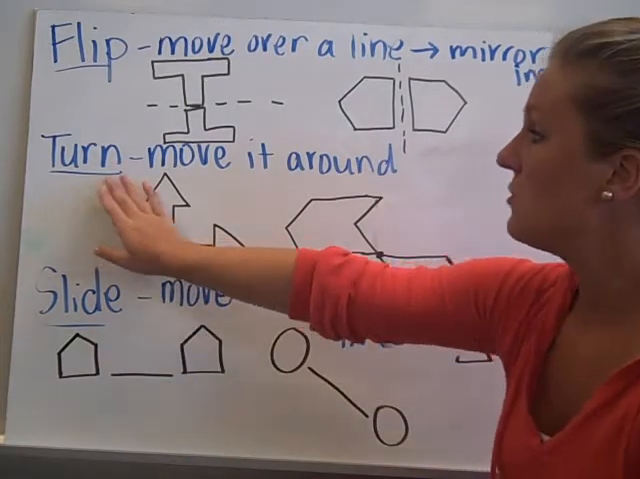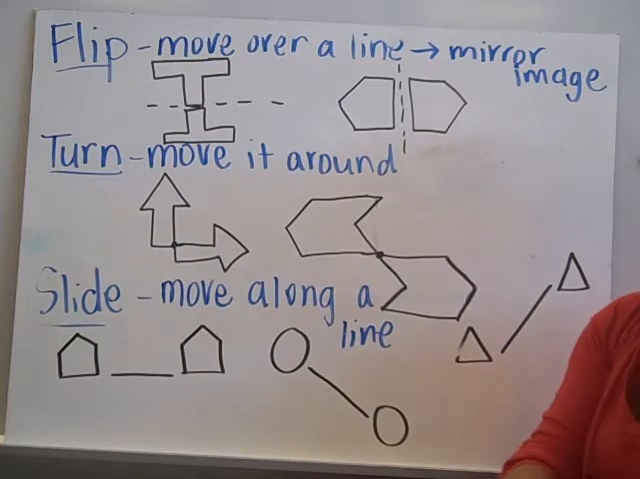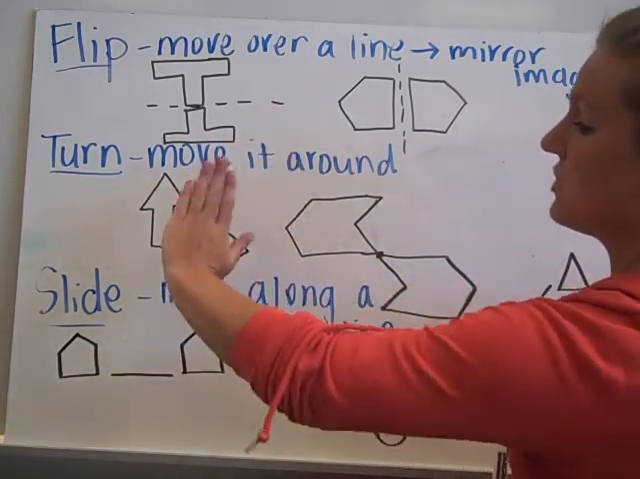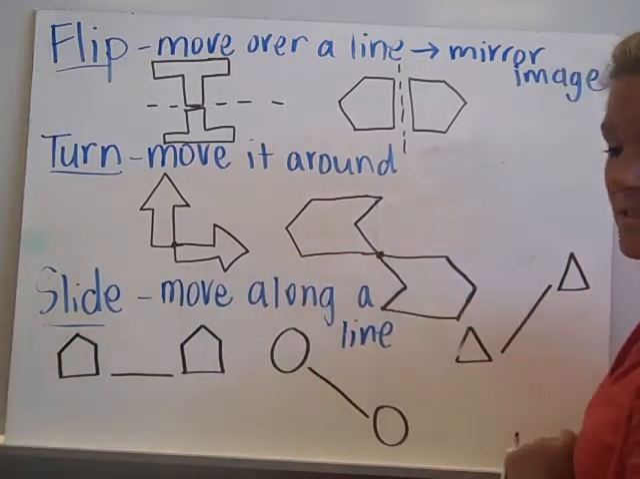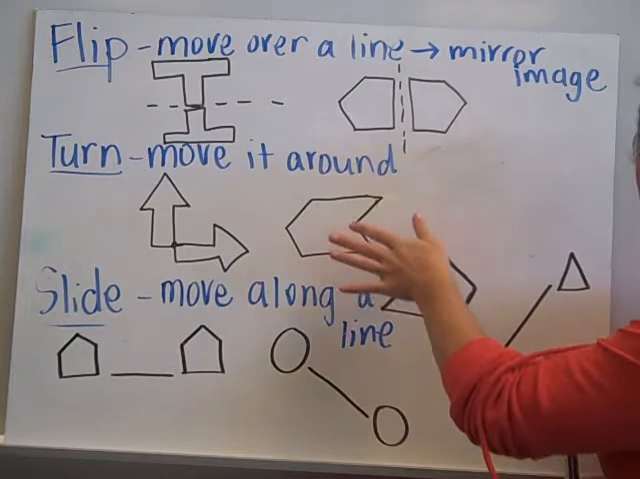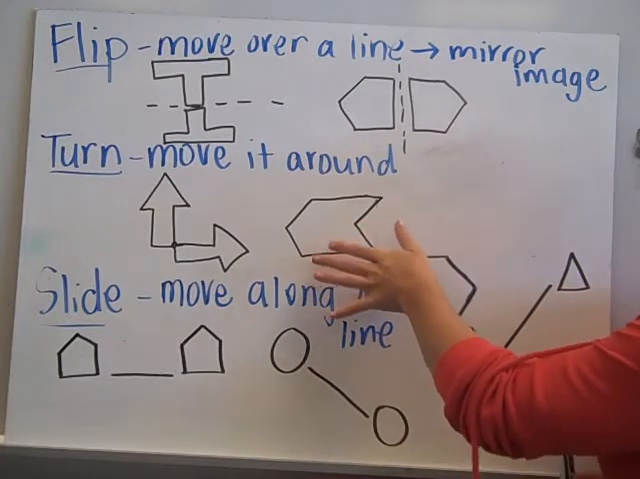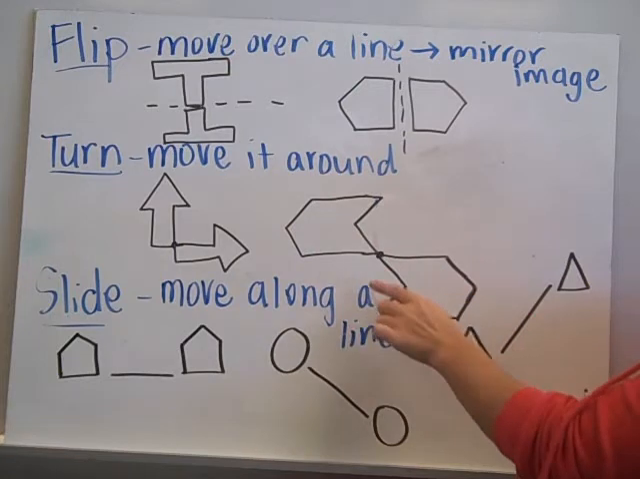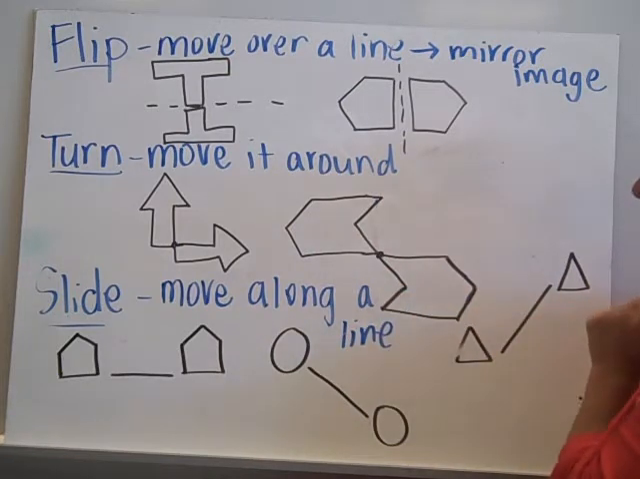Okay, another thing I can do is turn or move an object around. So if I take this arrow pointing up, I could turn it to the right. Or if I take this little arrowhead type looking shape, I could turn it around all the way so that it points in the opposite direction.